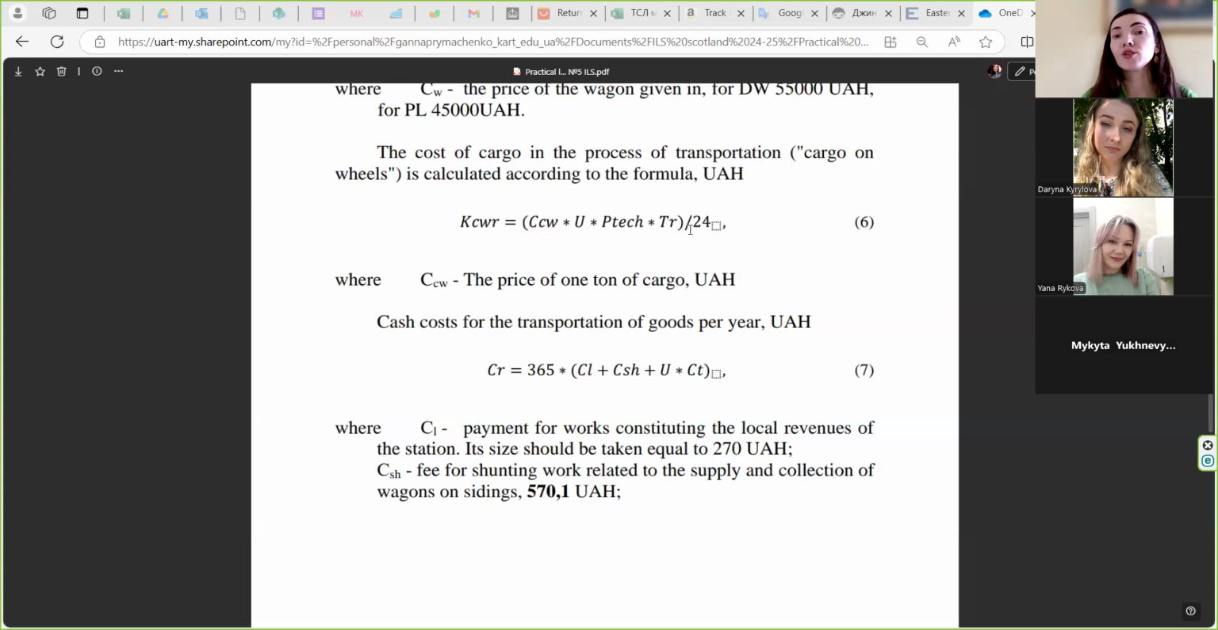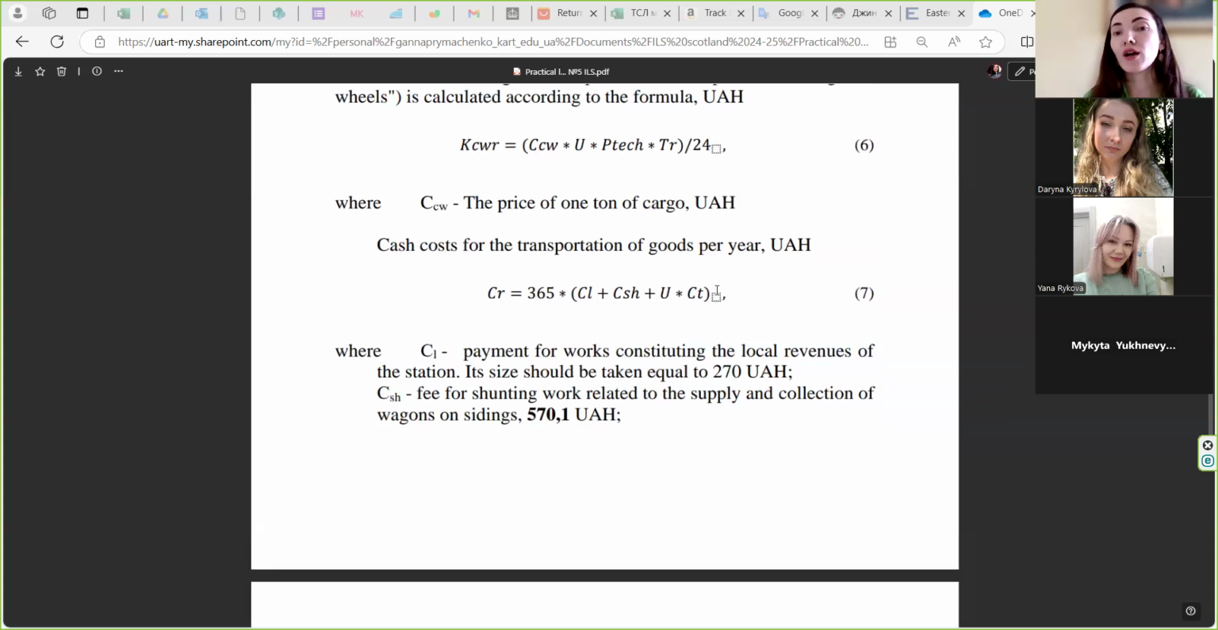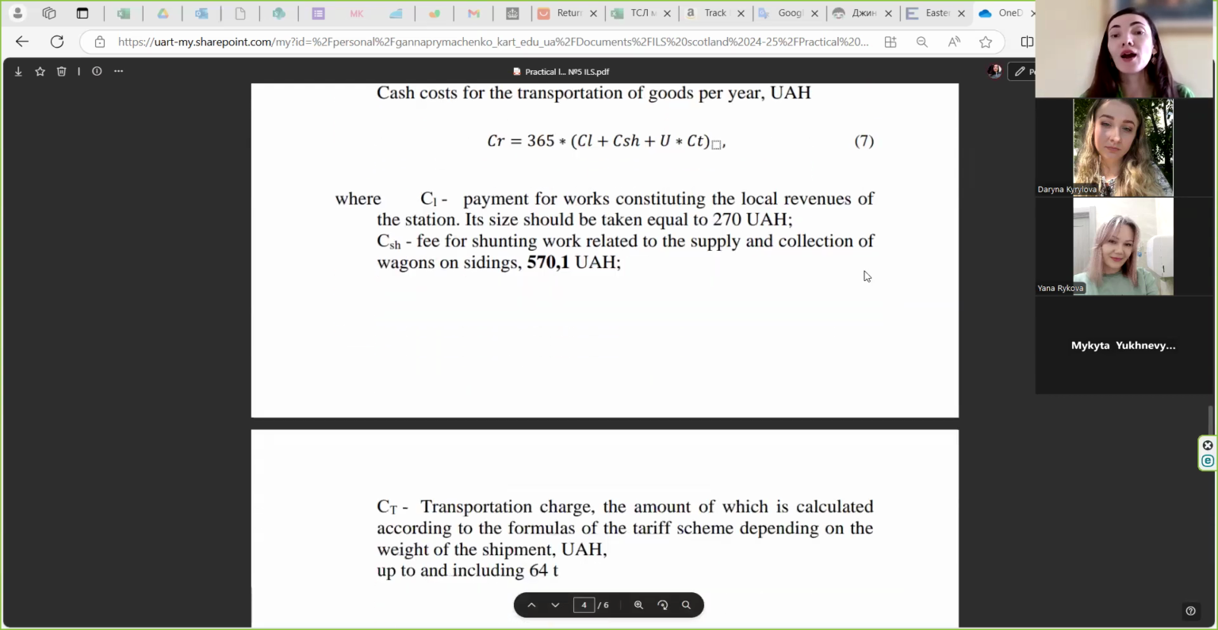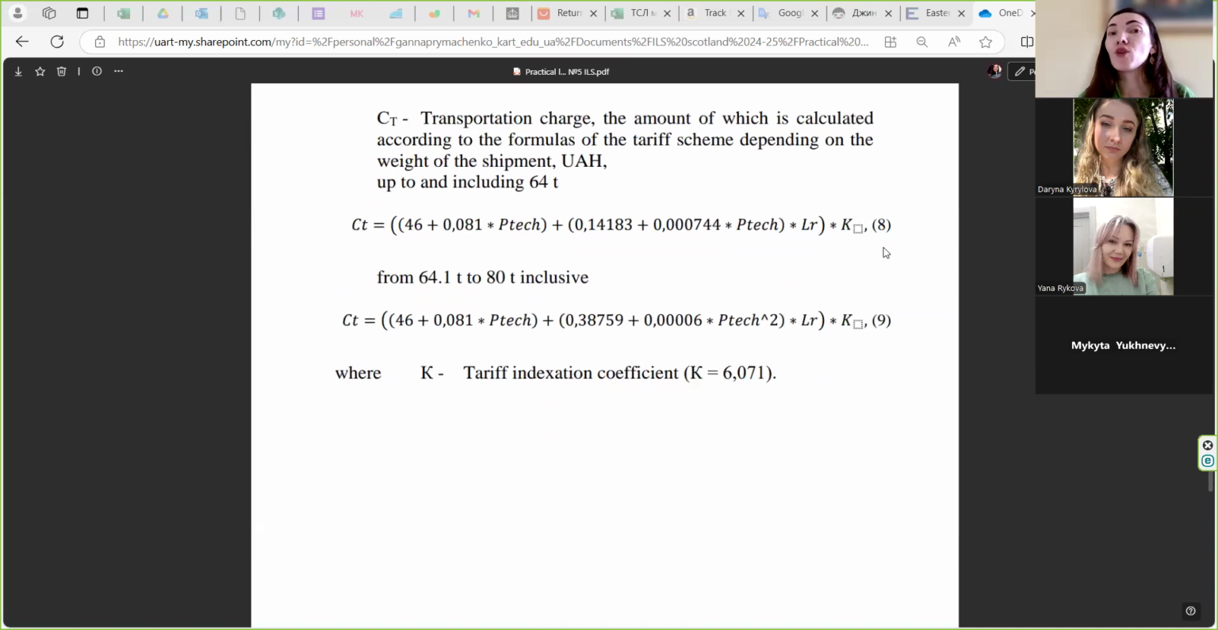And also we need to do formula number 7. It is our last formula, but for these calculations, we need to use another formula to find the parameter C with index T. It is the last parameter in this formula. We need to find it, and after it, we can calculate formula number 7. So we use one of two formulas, either formula 8 or formula 9.